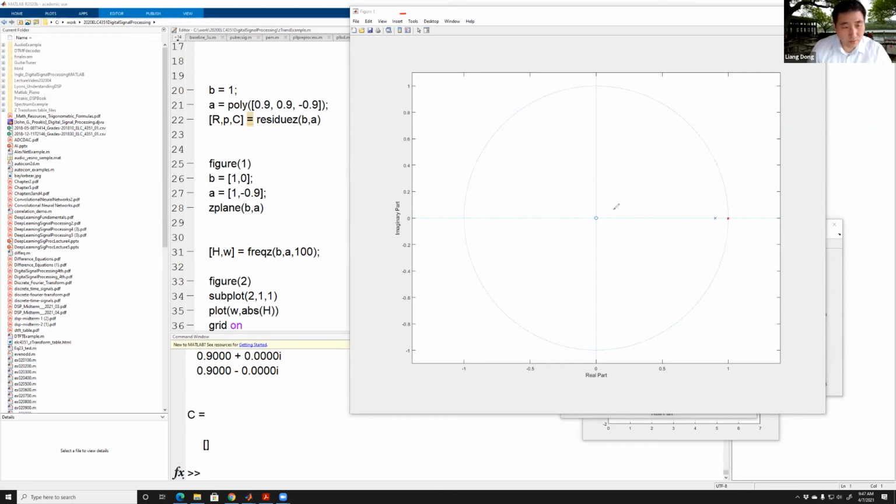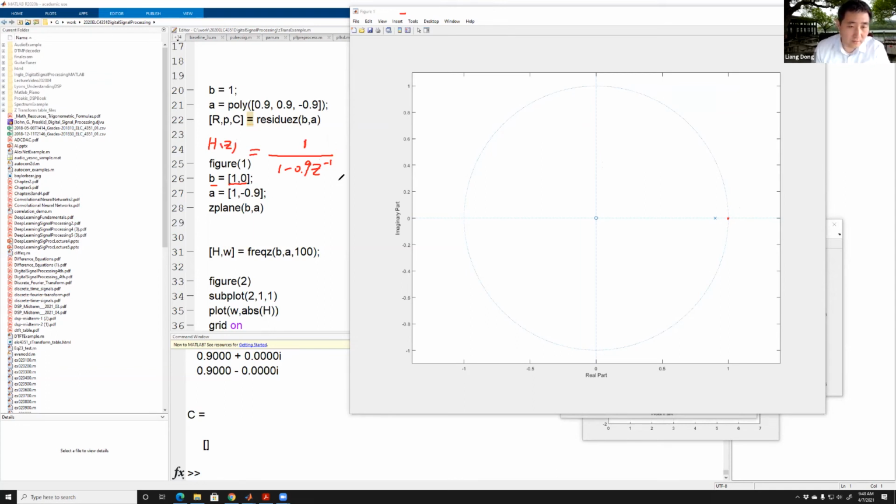Now, where does this come from? In figure 1, B is 1, 0. Therefore B0 is 1 and B1 is 0, so the numerator is 1. The denominator is 1 minus 0.9 times z to the power -1. This is my H(z).